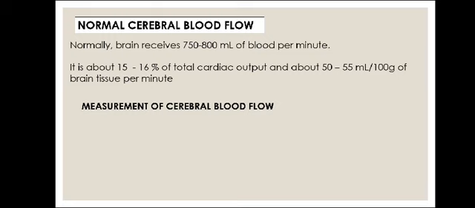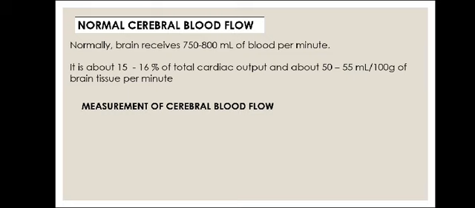In normal cerebral blood flow, the brain normally receives some 750 to 800 ml of blood per minute, which is about 15 to 16% of the total cardiac output, and about 50 to 55 ml per 100 gram of brain tissue per minute.